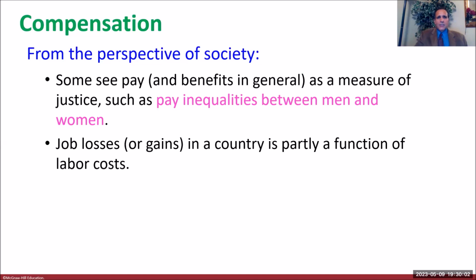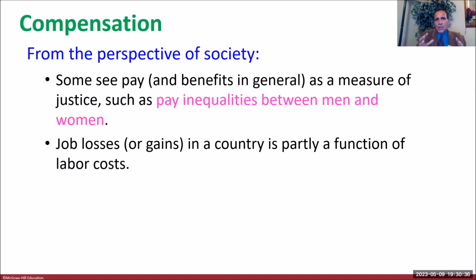So from the perspective of society, we can sometimes see pay and benefits in general as a measure of equity or justice. So we see that pay inequalities do exist, right? Whether it's between whites and blacks, whether it's between majority and minority, whether it's between men and women, or whether it's between those who are older versus younger, they do exist. Now, the question is, why are they sometimes so wide? Why is the gap so wide?